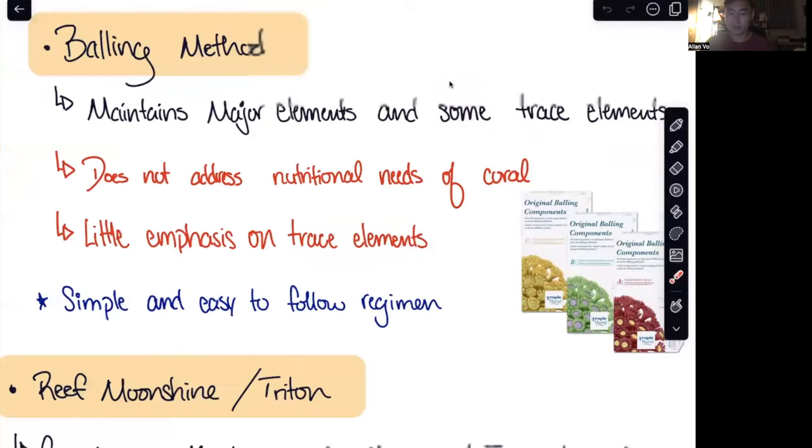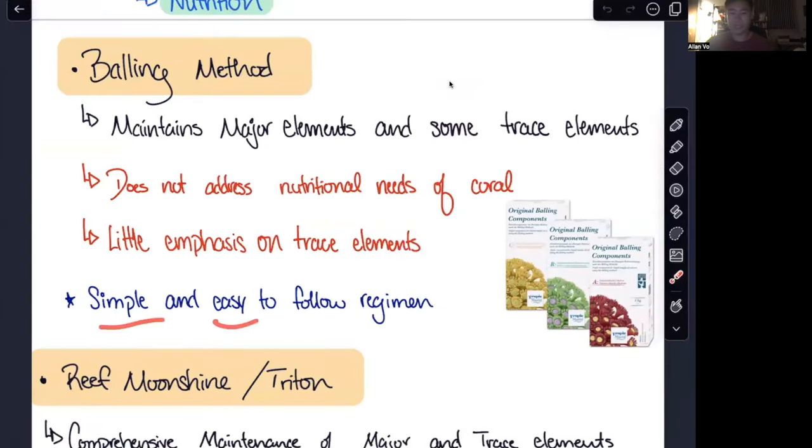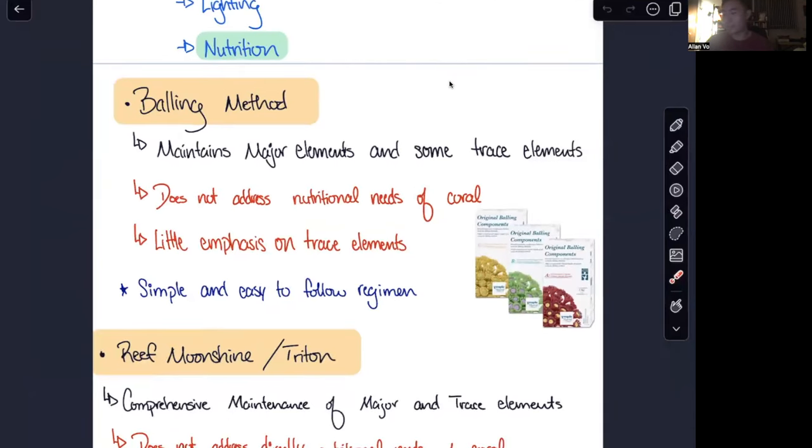And for this method, as you can see here, Tropic Marin, it's quite simple. It only comes in three parts. It's a simple, easy to follow regimen. You read the instructions, you calculate what you need for your system, boom, you got it. Easy. But I would say this would get you roughly maybe 70% if you're really trying to go for one product for all your needs. This is not gonna give you all your needs in a super densely populated reef system. You're gonna need to supplement this somehow.